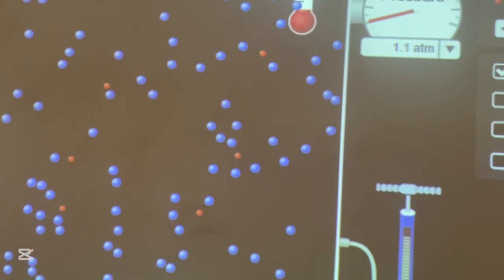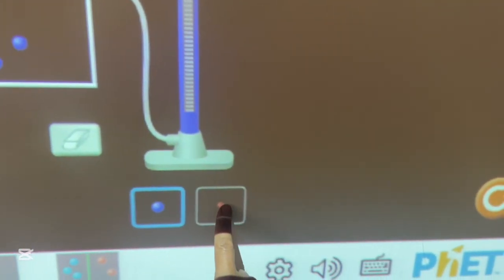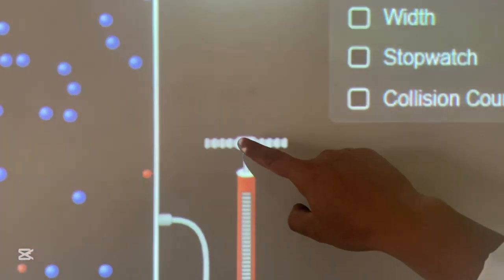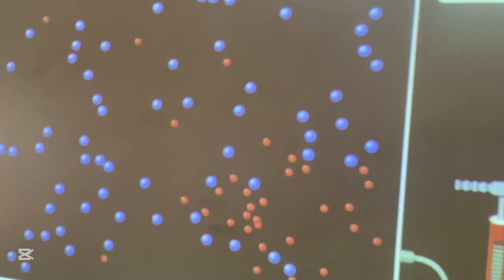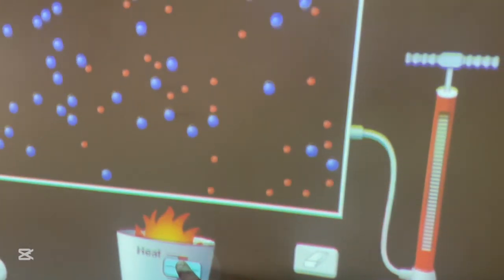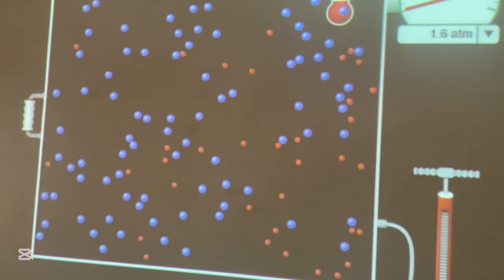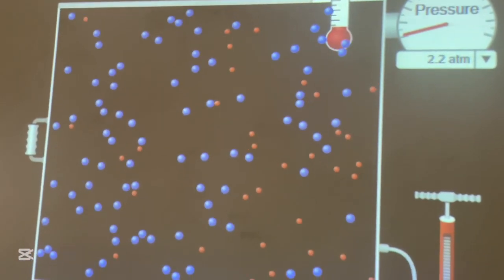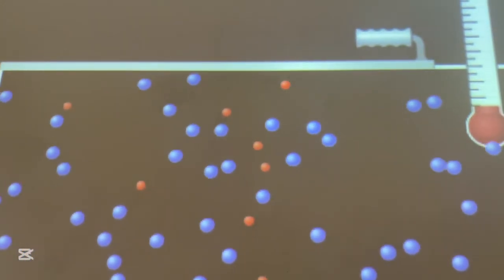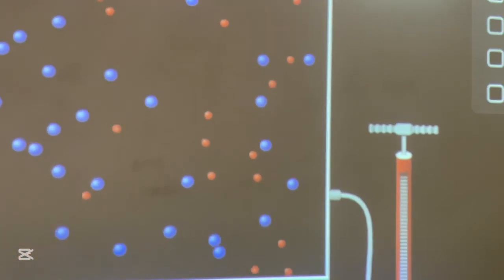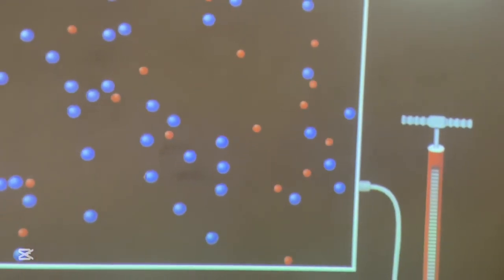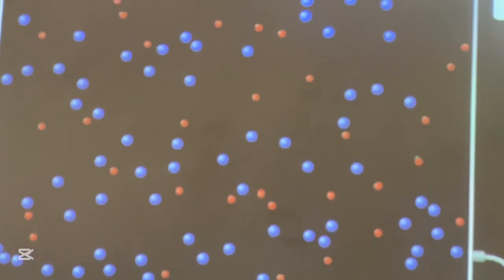And then I introduce the lighter particles, pump in the lighter particles, and then increase the temperature slightly. Then all of these particles will gain kinetic energy. You can see they are colliding with each other, they are colliding with the walls of the container. So as the temperature increases, pressure increases inside the container.